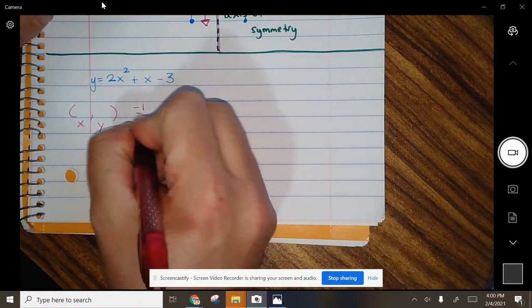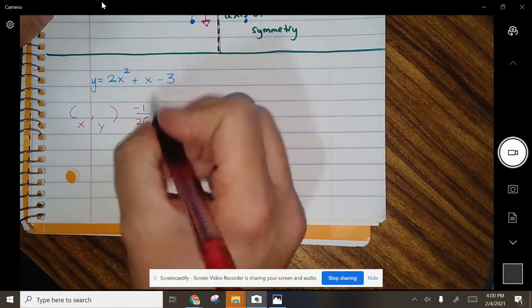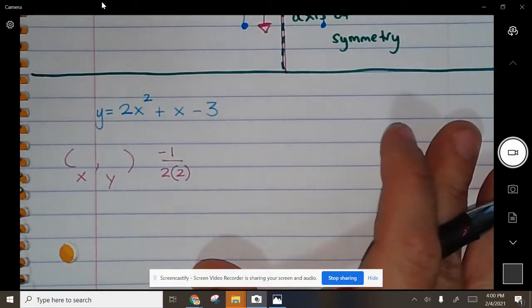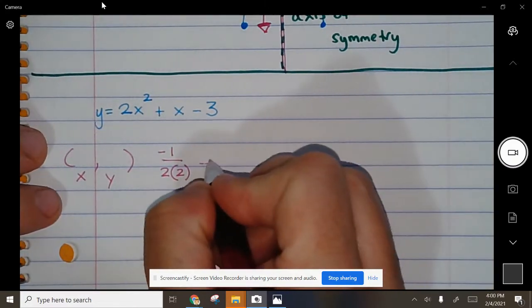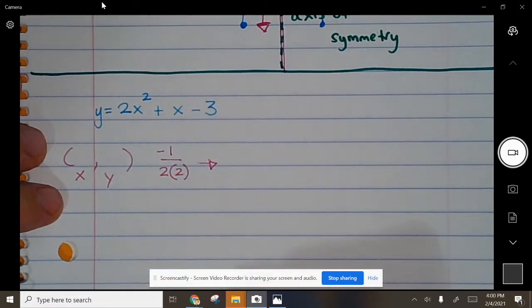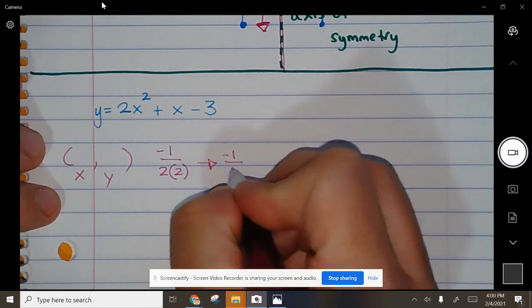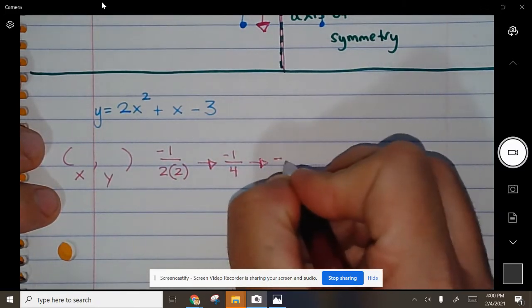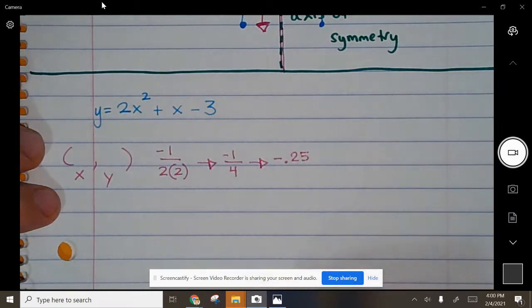Negative b over 2a. Uh-oh. Are you going to freak out when you see something like this? Or are you going to tackle it? Are you going to go after it? So what is this going to equal? All right. When I do this, I'm going to get negative 1 over 4. Can I turn that into a decimal? How about there?